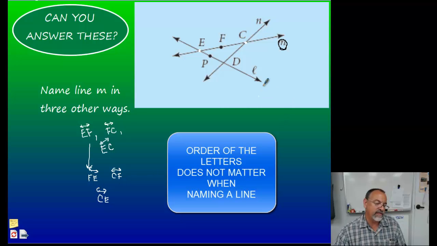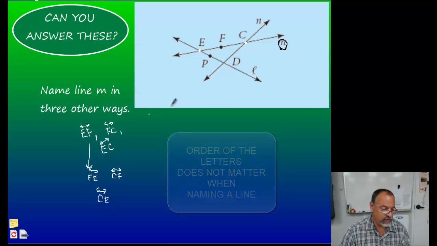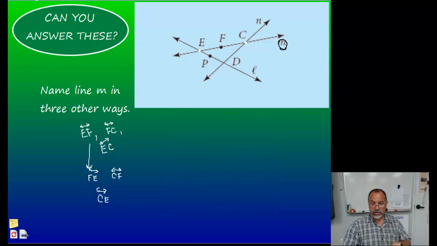So you can see there's lots of different ways to name the line. The more points you have on the line, the more choices you have. And again, any 2 letters and the line symbol is okay. Never use more than 2 letters, never use less than 2 letters, and never use a different symbol other than that symbol there.